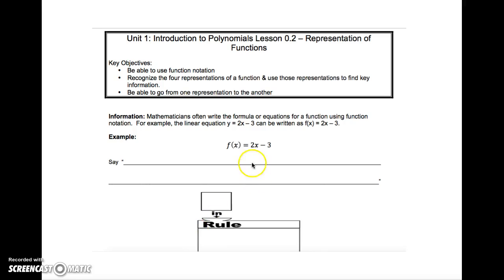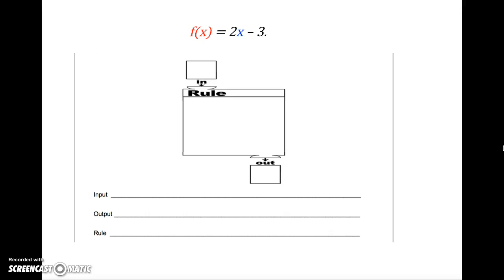So how would we read this equation? For this equation, we would say f of x equals 2x minus 3. Go ahead and write that down. And when you're done, we're going to move on to the bottom half of this page.